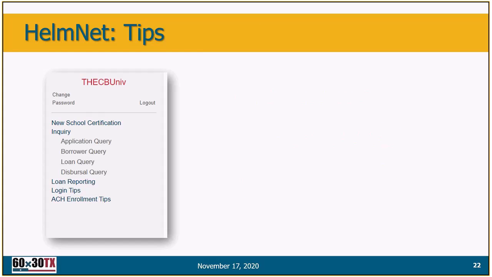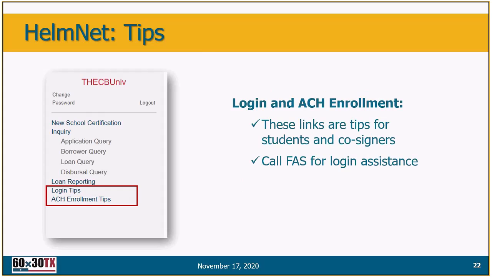Okay, so last but not least, on the left-hand side, we've got two different little tip options. We have login tips and ACH enrollment tips. And these are specific to students and co-signers. This is, again, to assist them on how to log in, how to set up an ACH, which is their automatic debit for their payments. So these are not intended for institutions, but they can be helpful if you're trying to assist a student.